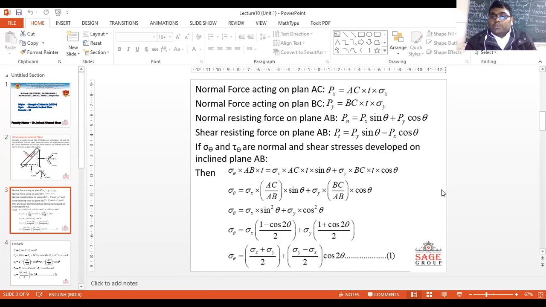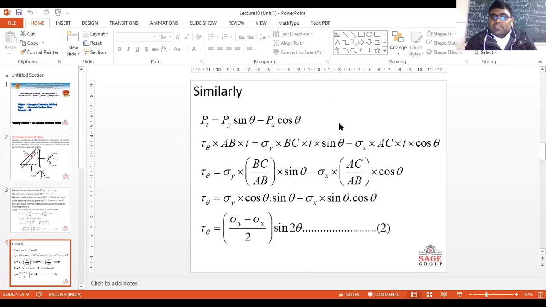Similarly, next we are going to find the shear stress on inclined plane AB. In this formula I am just going to put these two values, so you can calculate like this. So for tau theta, AB, AC and the rest, put in all the values and just divide by AB in both terms, and sigma y t cancels out. BC upon AB, you have already seen, is called cos theta, and AC upon AB is called sin theta.